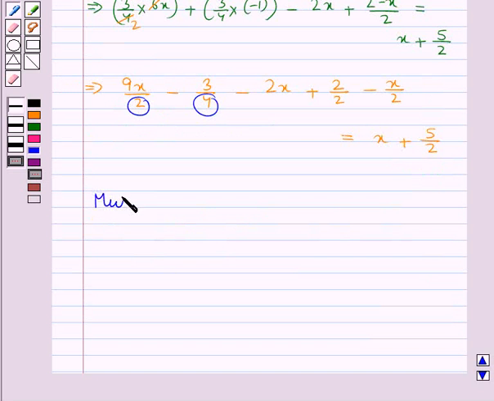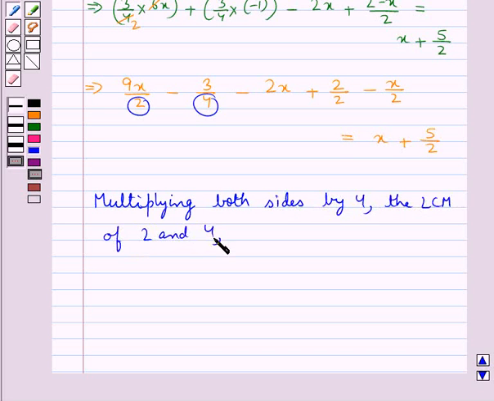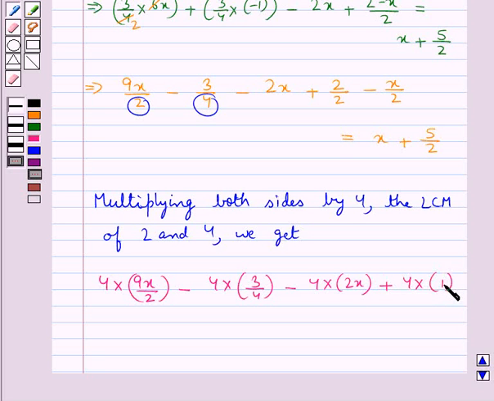Thus, we say, multiplying both sides by 4, which is the LCM of 2 and 4, and on doing this we get 4 into 9x upon 2 minus 4 into 3 upon 4 minus 4 into 2x plus 4 into 1, that is 2 upon 2 is 1, minus 4 into x upon 2 is equal to 4 into x plus 4 into 5 upon 2.